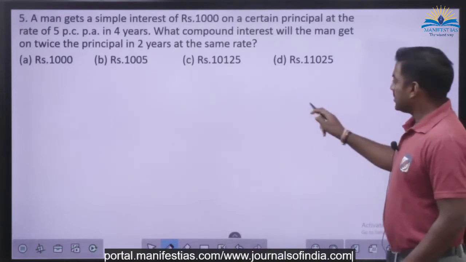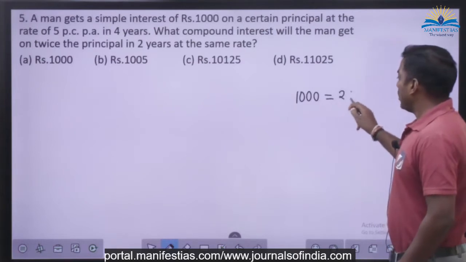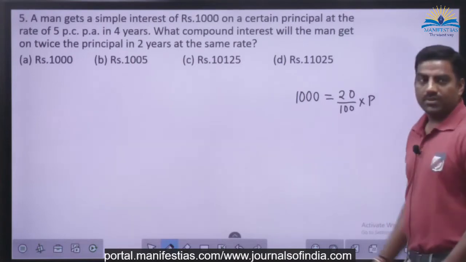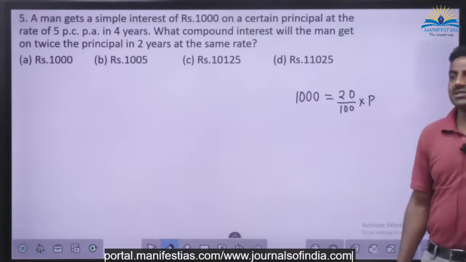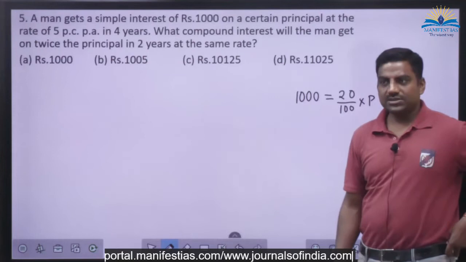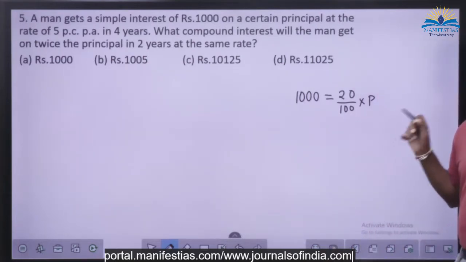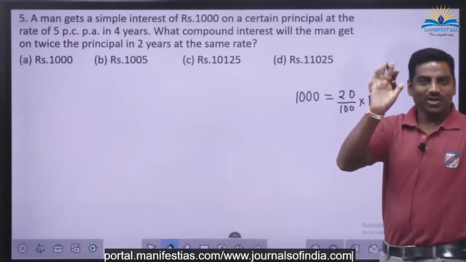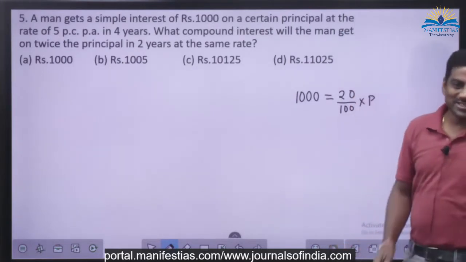So this 1,000 rupees is equal to 20% of the principal. Do you agree? Whatever he has earned in 4 years is nothing but 1,000 rupees, but that is 20% of the principal. So can I write like this, or should I write PTR by 100? Forgive me for not doing PTR by 100. Show that much generosity on me.